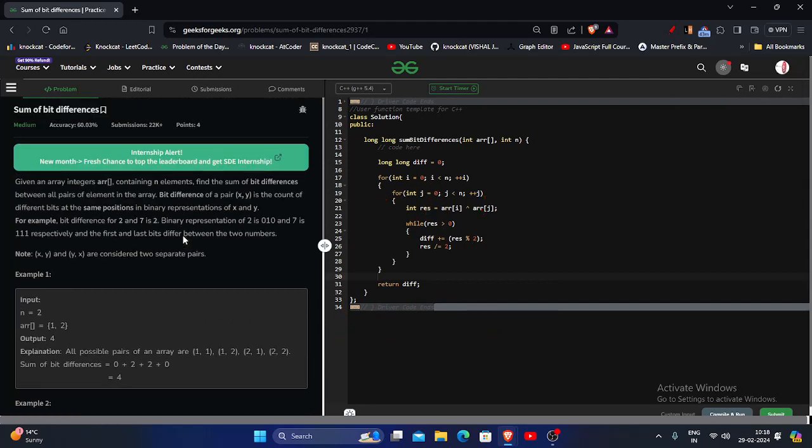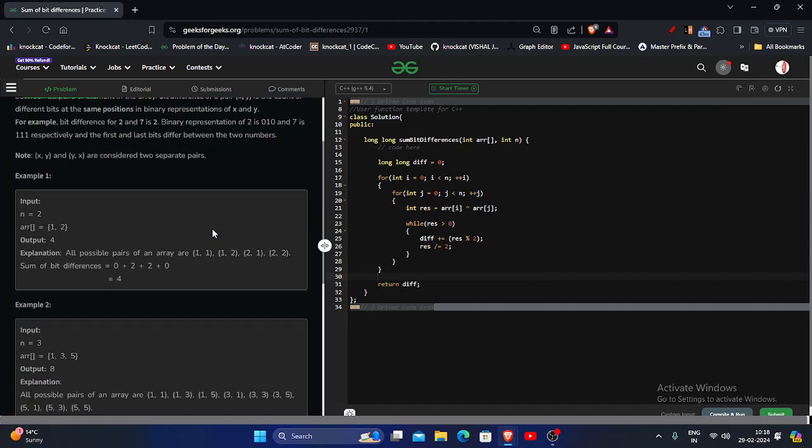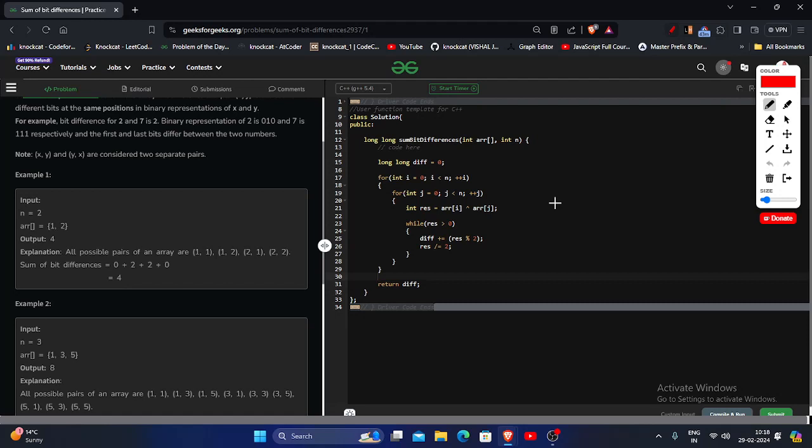So if I can calculate the number of set bits at each position, for 5 that is 001, 011, 111. Sorry, 101. So I need these three, I need this one, I need this one. This we can easily do by maintaining a bit array.